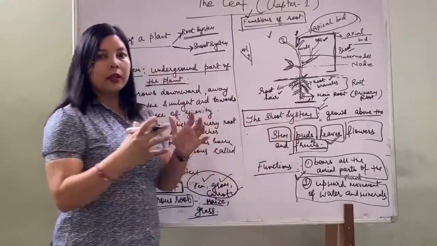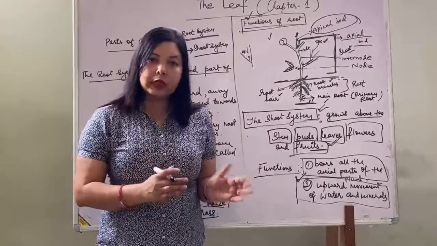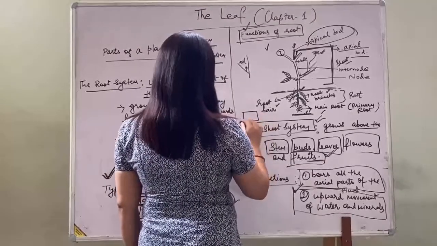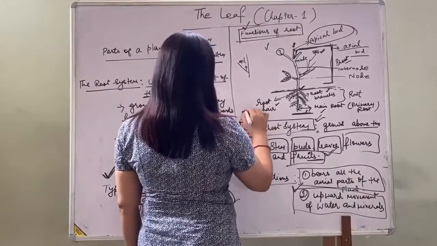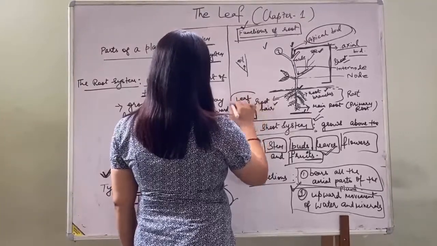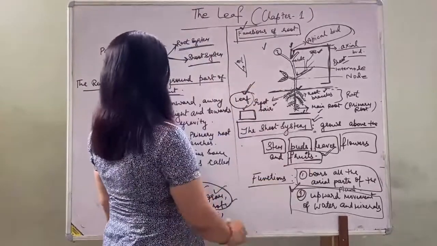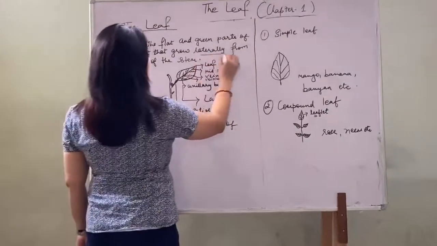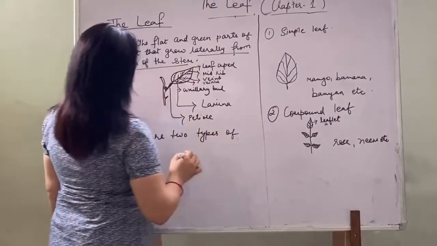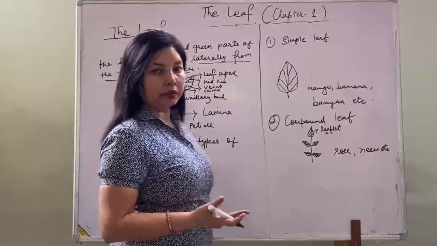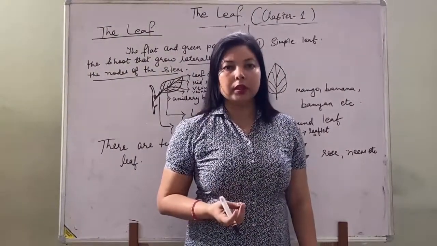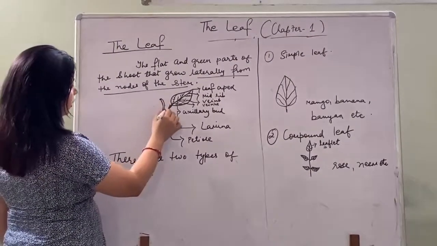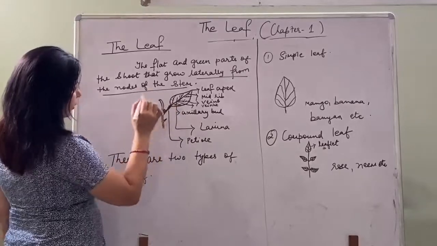So the whole plant is constituted of both the root and the shoot system. Now we are going to discuss the leaf, which is a very important part of the plant. We know that the leaf is the food factory of the plant. The flat, green part of the shoot that grows laterally from the nodes of the stem is known as the leaf. You might have observed that leaves originate from the node of the branch.